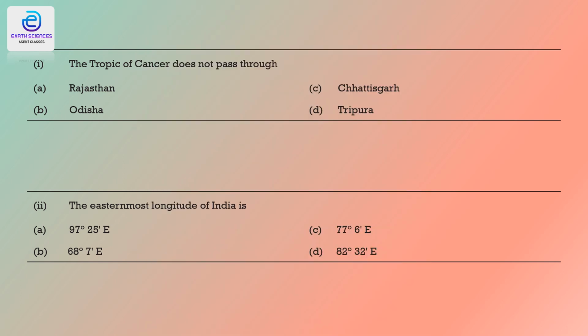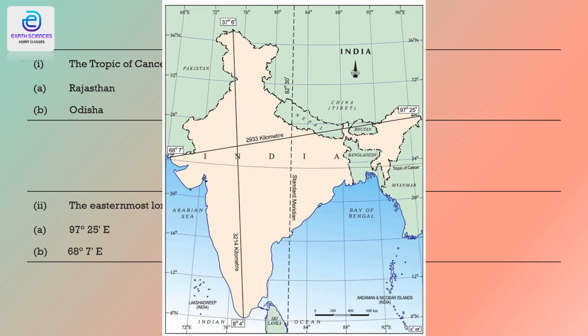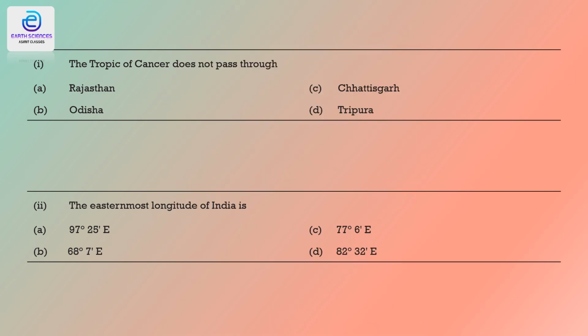Our second problem is: the easternmost longitude of India is. So we can see in this picture that the easternmost longitude is 97 degree 25 minutes and the westernmost longitude is 68 degree 7 minutes. Similarly, we can remember the latitude values: the northernmost latitude is 37 degree 6 minutes and the southernmost latitude is 6 degree 45 minutes if we include the Andaman and Nicobar Islands, and if we see the mainland, then it is 8 degree 4 minutes above the equator.